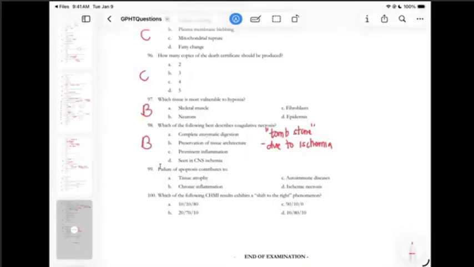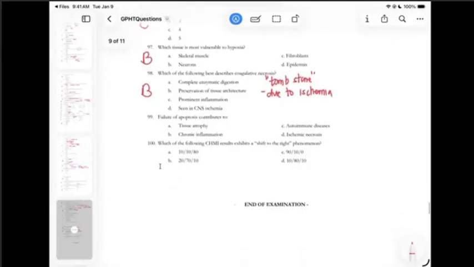Number 99, failure of apoptosis contributes to autoimmune diseases since there is loss of tolerance. The body can no longer distinguish whether an antigen is self or non-self. The regulation is gone. So 99, letter C.